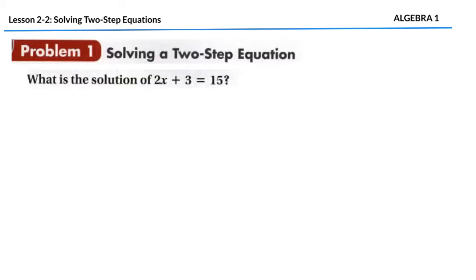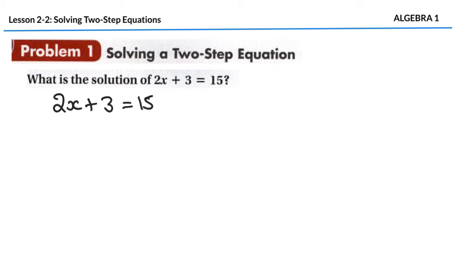Let's try to solve this equation. What is the solution of 2x plus 3 is equal to 15? What does this mean? First of all, 2 times x plus 3 is equal to 15. That means 2 is multiplied with x and then added to 3 is equal to 15. So we are supposed to solve for x. Remember the first step in solving an equation? Isolate the variable. Keep the variable alone.